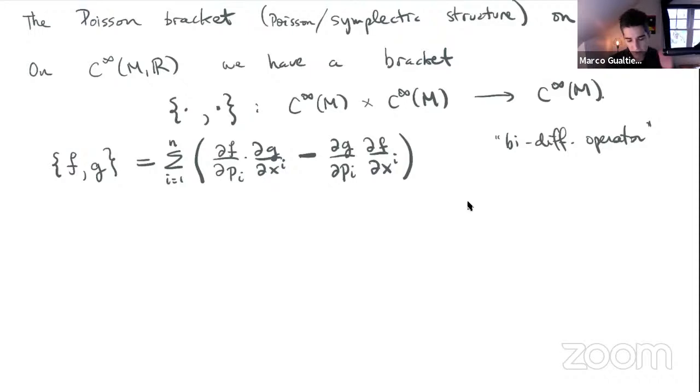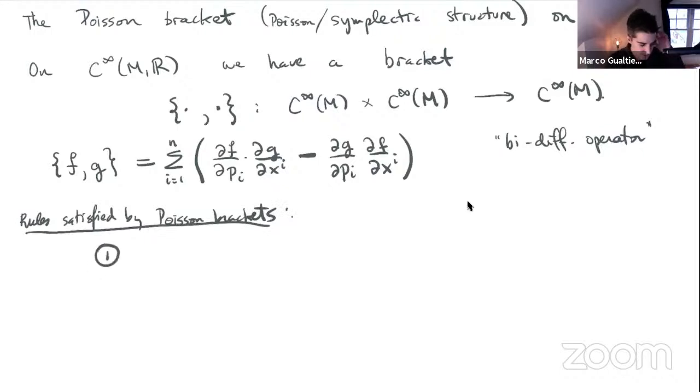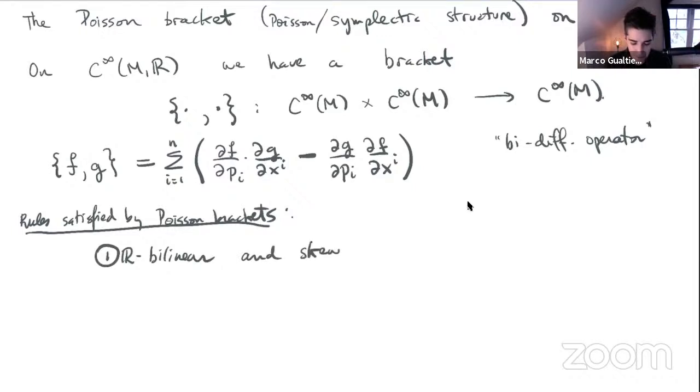Okay, and it satisfies certain laws. So here are the important rules satisfied by Poisson brackets. Number one, it's a bilinear operation, in terms of real scalars, and it's skew symmetric. So {f, g} is equal to minus {g, f}.